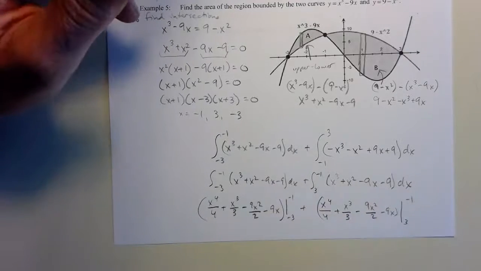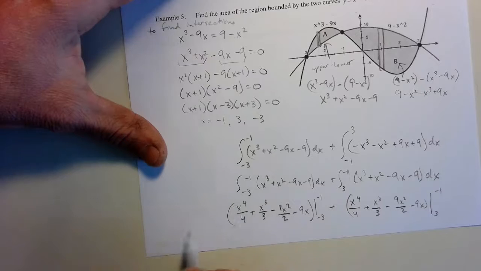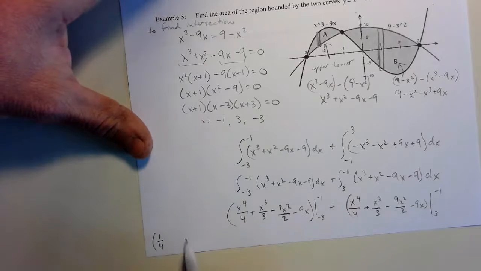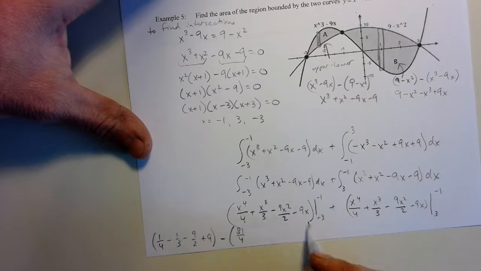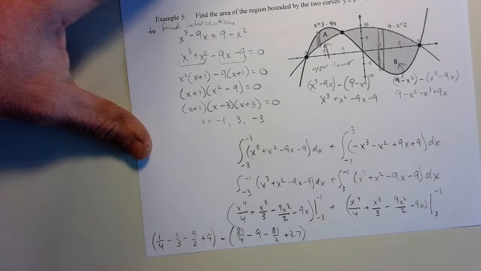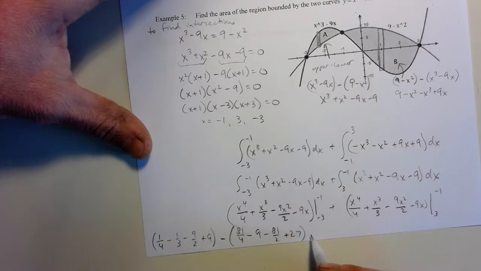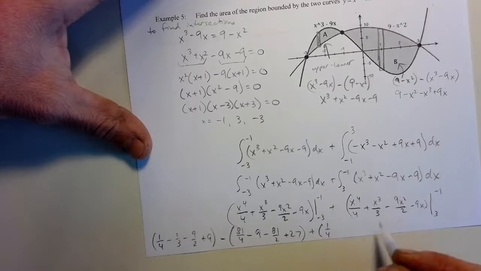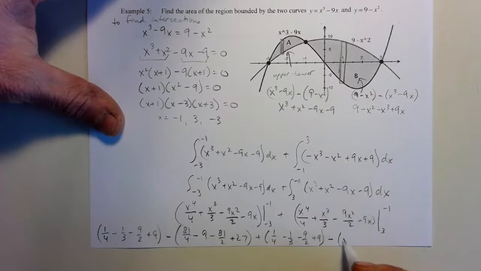Okay, so at this point, I can plug in my values. I'm going to plug in the negative 1, and I'm going to go all the way over here because it looks like I'm going to need the space. So it's going to be 1/4 minus 1/3 minus 9/2 plus 9, minus the lower bound, which is 81/4. Plug that in, so it's going to give me minus 9, minus 81/2, and then plus 27. I'm going to keep going and plug all these in, plugging in the negative 1 again for the upper bound, and then subtracting the lower bound.